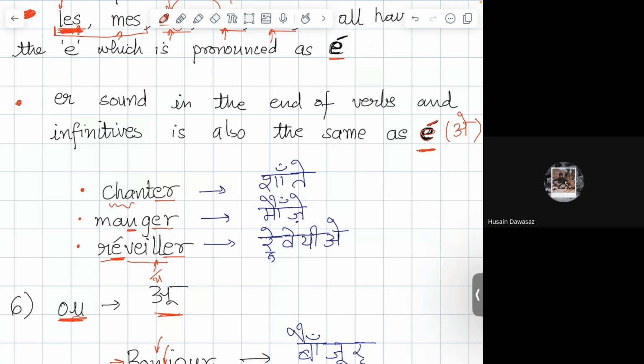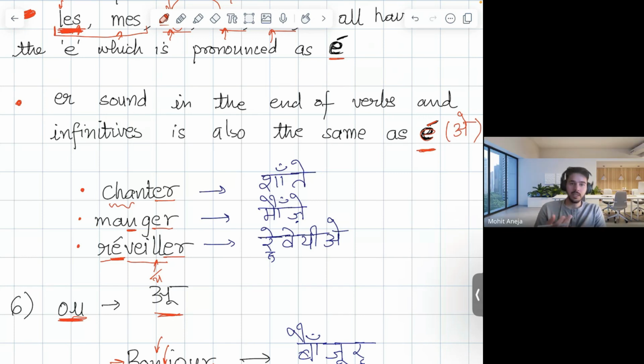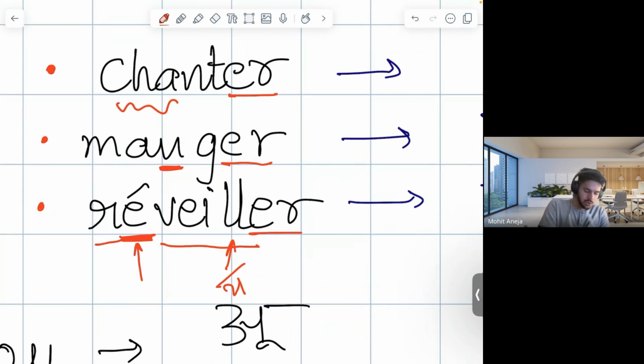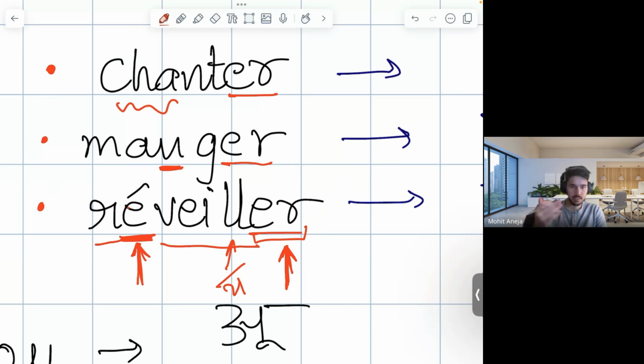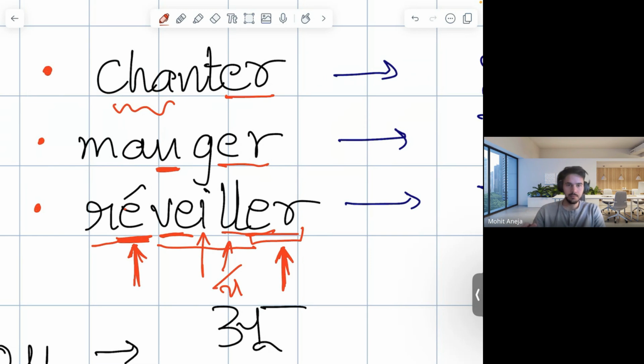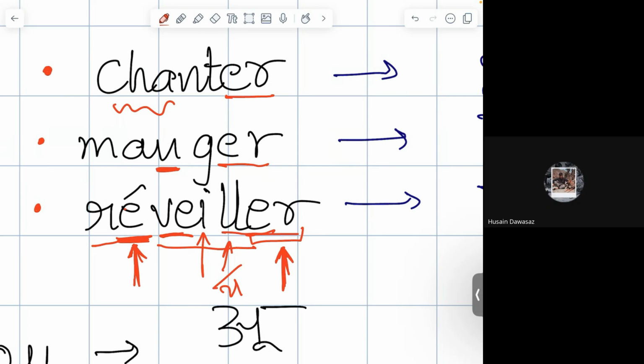Réveiller. So the thing is, the rule that we just read, this a with the accent is also going to be pronounced as a, and the ending here is also going to be pronounced as a. So this is ré, then v, i, a, réveiller. And we say this as a singular word, réveiller.